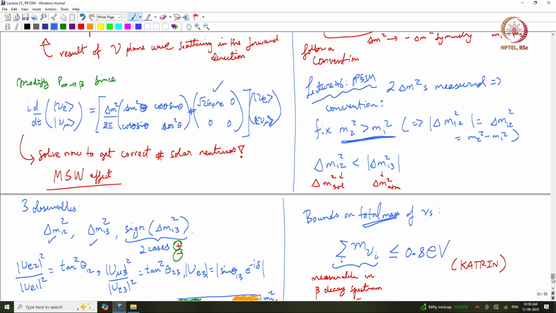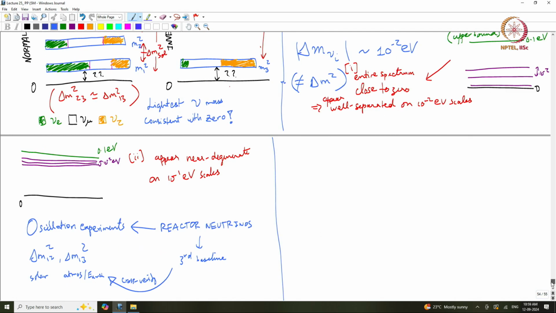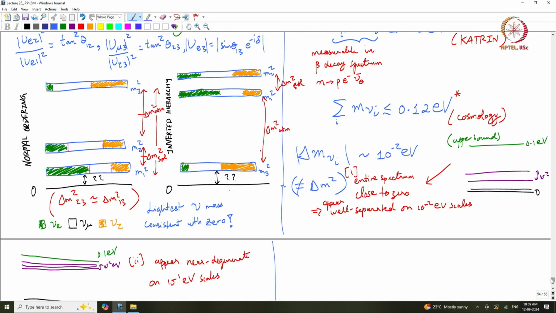So, there are 3 observables: delta m12 squared, which is positive, delta m13 squared, and of course the sign of delta m13 squared. And since the sign can take either positive or negative values, that leads to 2 different spectra that are possible. That is what I have drawn here. These inverted India flags are nothing but, in each mass eigenstate, how much admixture of the flavor eigenstates are present. That is what we are depicting here, that is why that is the legend that I have drawn down here.